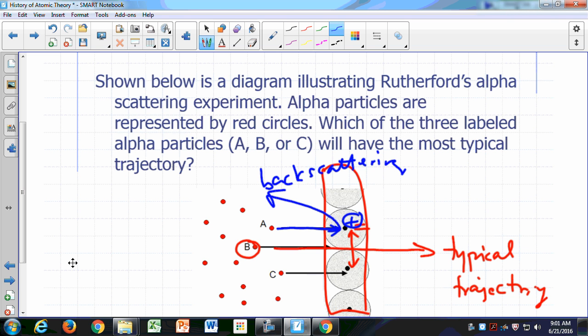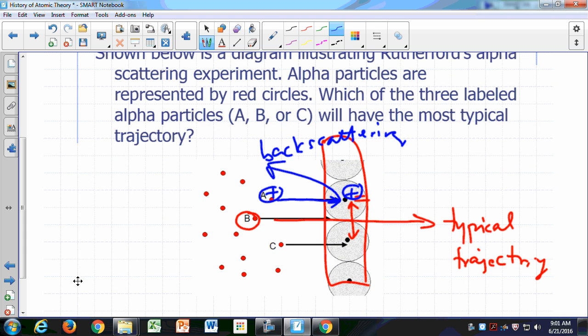There has to be a very strong repulsion, so that suggests that whatever it's colliding with must be positive, because your alpha particles are known to be positive. And C right here would be representative of an alpha particle that is deflected at large angles. It's got this glancing collision, just slightly off to the side of a positively charged nucleus, so it will be repelled strongly and deflected at a large angle. So this would be your large angle deflection.